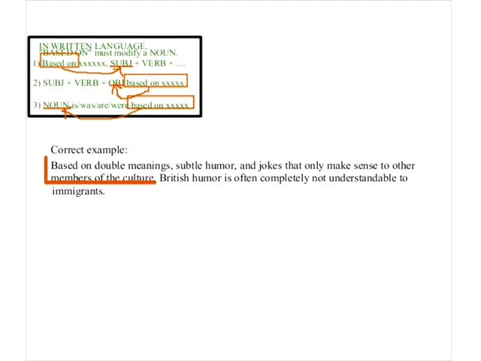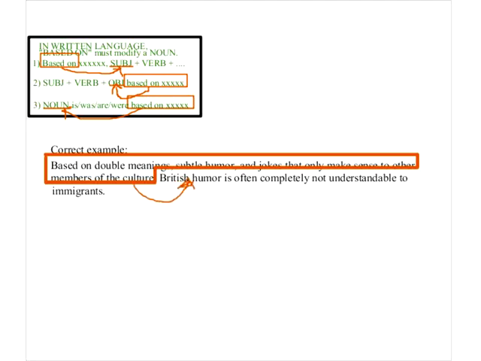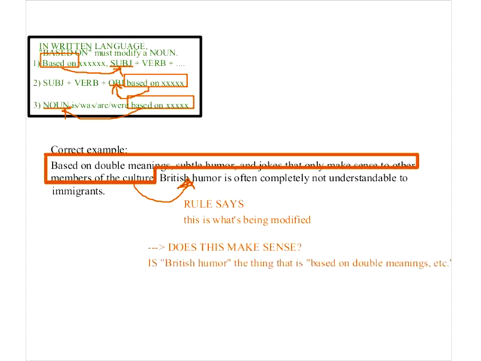This whole thing is your modifier, based on. So, based on double meanings, subtle humor, and jokes that only make sense to other members of the culture, that points to the subject. So the rule says, remember how this works, the rule says this is what's being modified. Now you have to ask yourself, does this make sense? Yes, it does. Is British humor the thing that is based on double meanings, etc.? Yes, it is. So this sentence is logical.